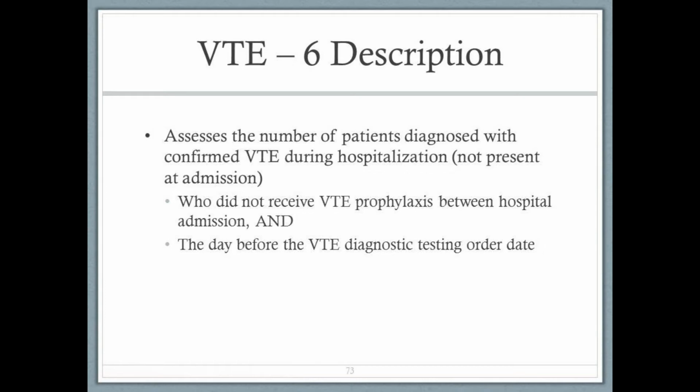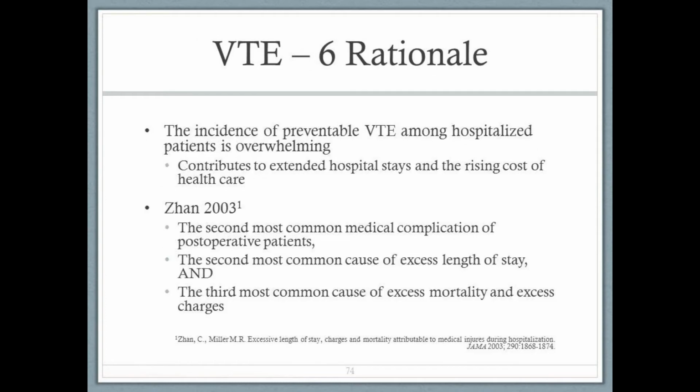The description of this measure exactly is: measure assesses the number of patients diagnosed with confirmed VTE during hospitalization who did not receive VTE prophylaxis between hospital admission and the day before the test was ordered. And the rationale is that there's a really high incidence of DVTs and PEs in patients who are hospitalized. And what happens is when these patients develop these complications, the length of stay increases in the hospital, increases the cost of taking care of these patients as well.